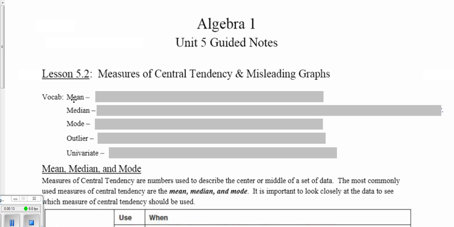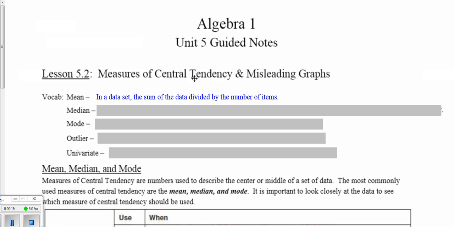The mean. The mean of a set of numbers, or your set of data, is essentially just the average. In a data set, you take the sum of all the data divided by the number of items there are. So you just add everything up, divide it by however many there are, and that gives you the average, which is also known as the mean.